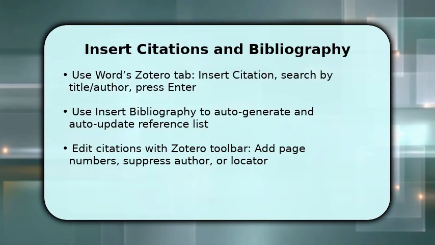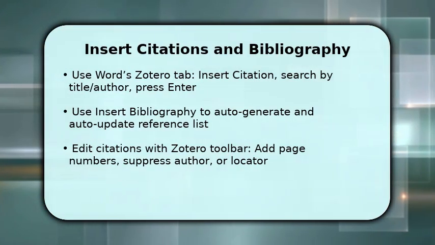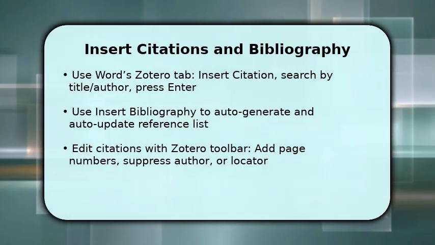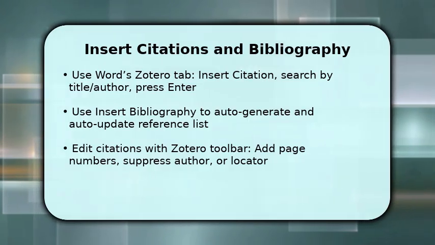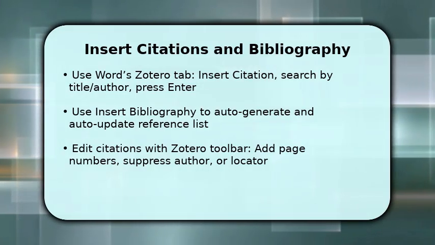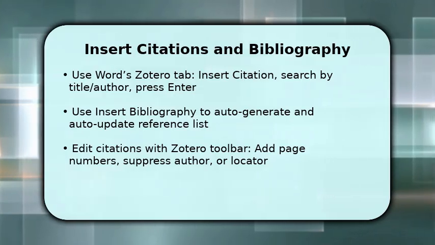Now, click Word's Zotero tab and choose Insert Citation. A dialog or red search bar appears. Type author, title, or year and press Enter to add. To place multiple citations, repeat this action at each cursor spot.